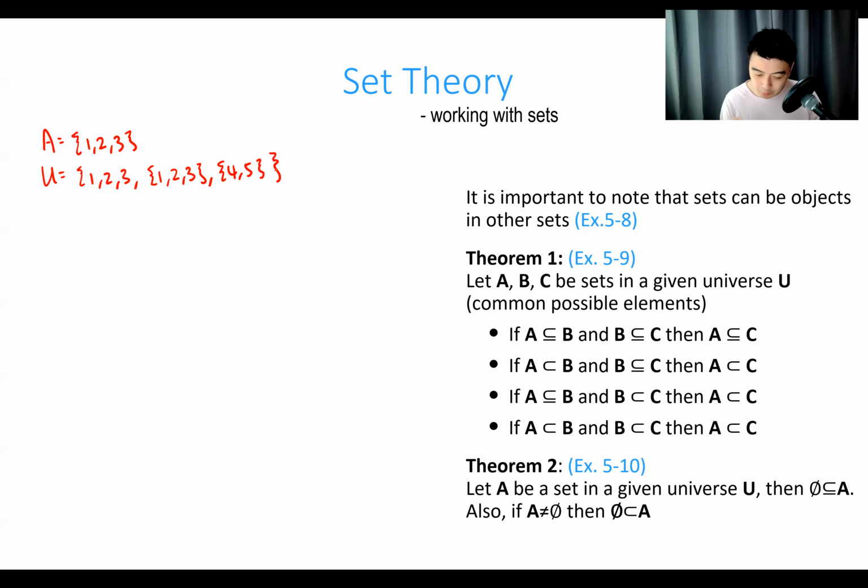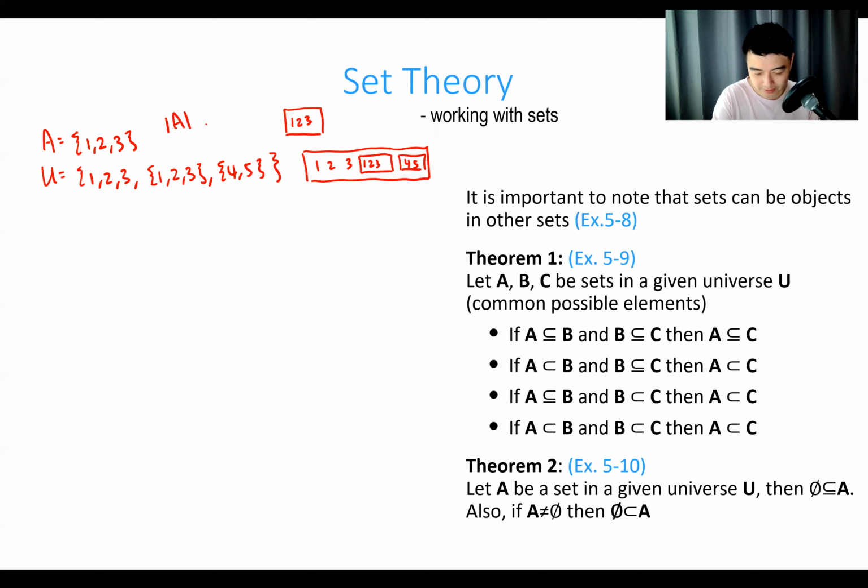Now, it's important to note the opening and the closing of these brackets because we can theoretically imagine what these sets look like. A looks like a box with 1, 2, 3 in there, right? U looks like a box with 1, 2, 3 in there, but also another box with 1, 2, 3 in there, and then another box with 4 and 5 in there. I hope you can see this, because the opening and closing brackets indicate the beginning and the end of a set.